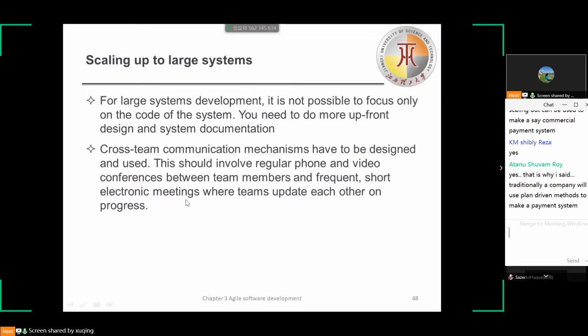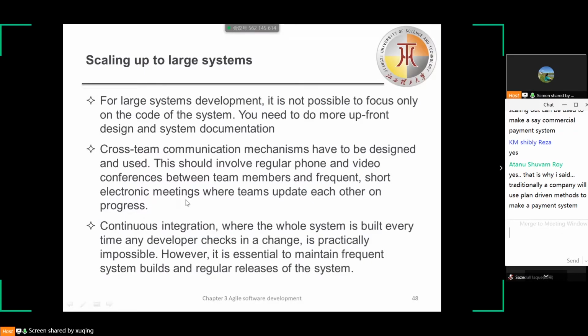Cross-team communication is important. And the third adaptation is continuous integration, where the whole system is built every time any developer checks in a change.